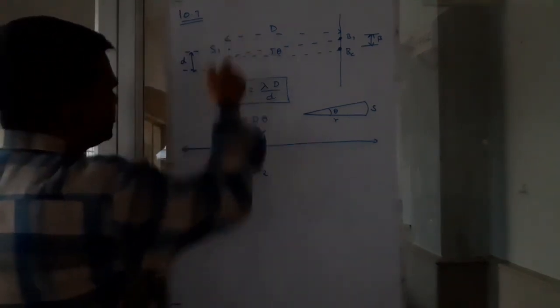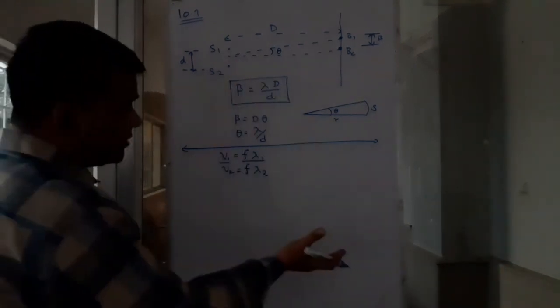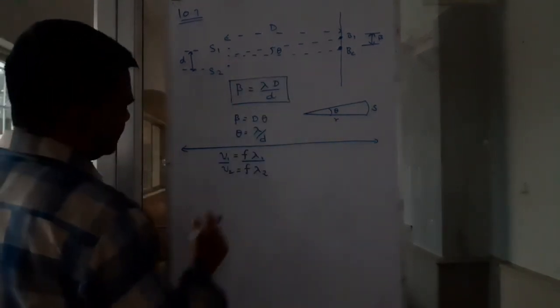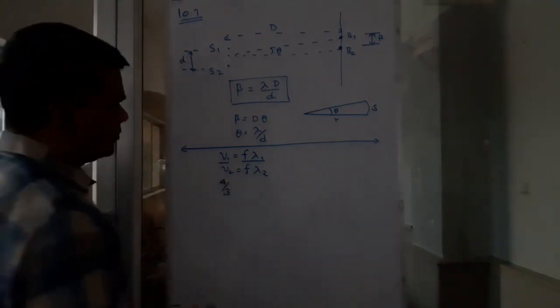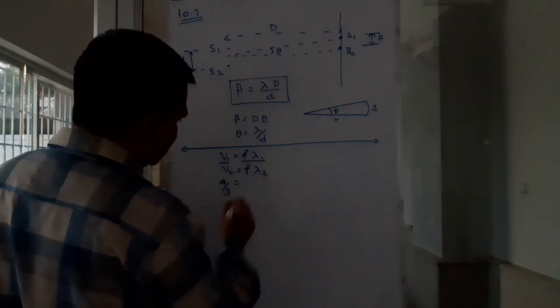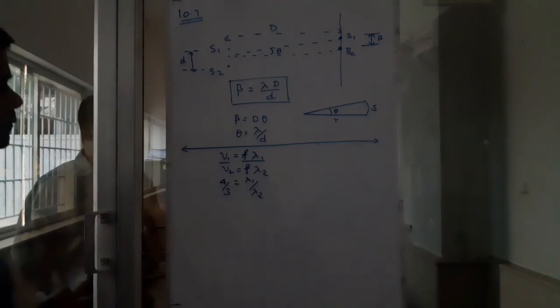So what is v1 by v2? First medium, second medium, that's going to be the refractive index of the second medium with respect to the first medium. So that is given, that's going to be 4/3. It's given in the problem. And f will cancel, so lambda 1 by lambda 2. That's what you get.